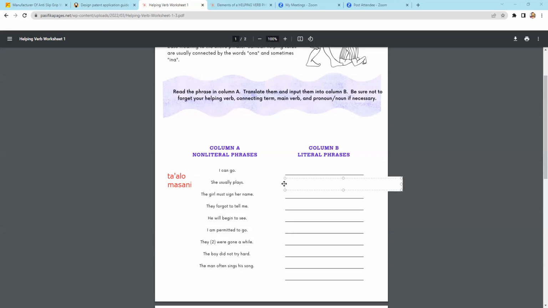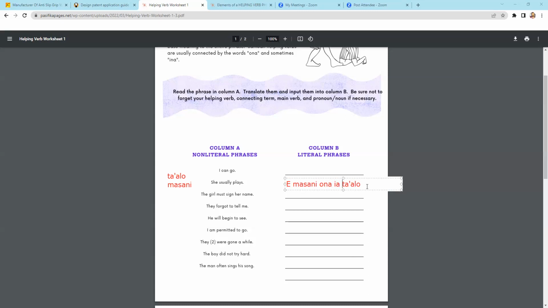So basically, what he did, I heard tense, and then masani, and then we connected that. So that's our helper verb. After the helper is going to come our onna, because we want to connect it to the rest of the sentence. Masani onna ia ta'alo. Right. So, and that's it.